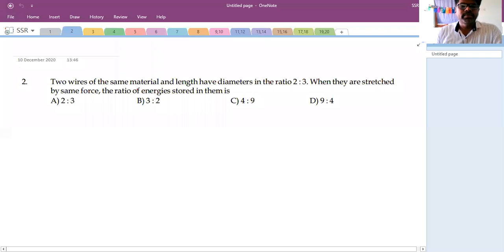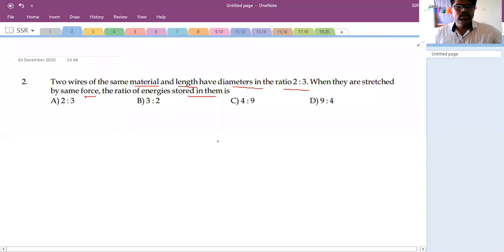Two wires of the same material. Material is the same, that means Young's modulus will be the same, and length also the same, having diameters in the ratio 2:3. When they are stretched by the same force, force is the same, and the ratio of energy stored in them.